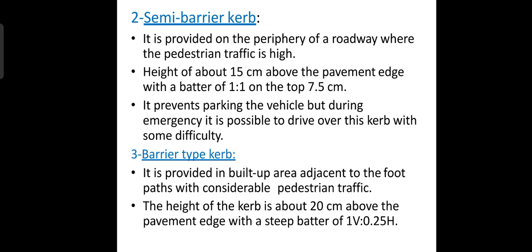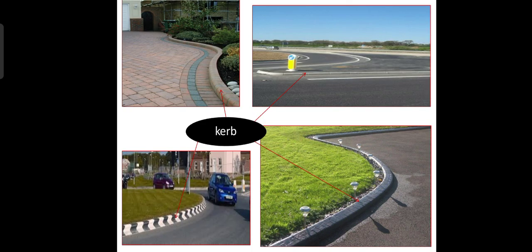It is provided in built-up areas adjacent to the footpath with considerable pedestrian traffic. The height of the curb is about 20 centimeters above the pavement edge with a steep batter of 1 vertical to 0.25 horizontal. Here you can see the pictures of various types of curbs.